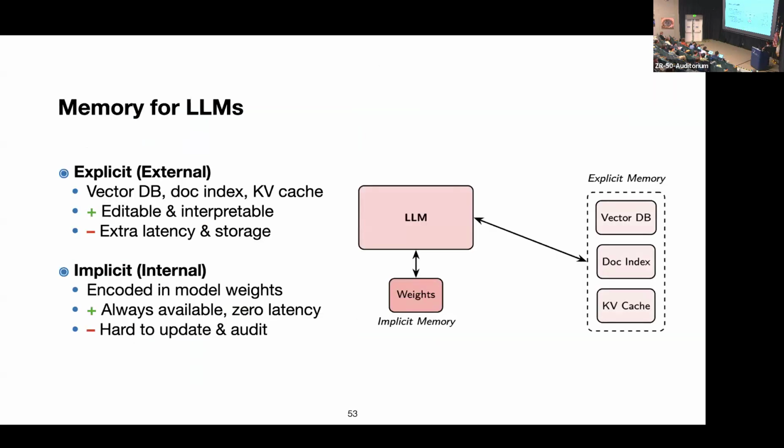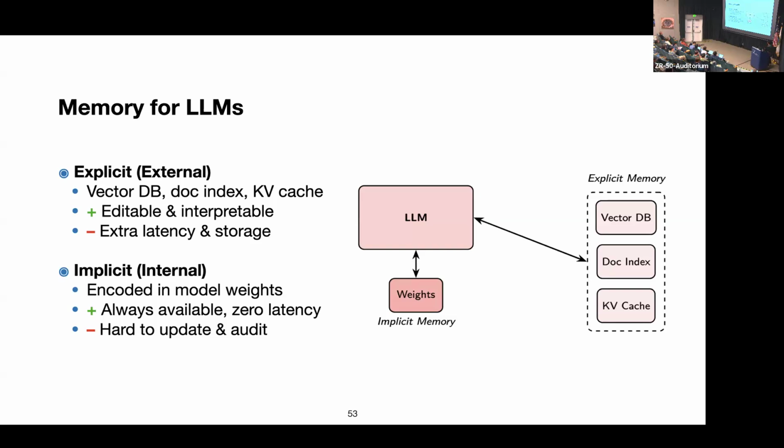And there are two different types. It can be some explicitly encoded data in the storage, for example, a vector database, right? Or a relational database or graph structures. It can also be some implicit way. Basically, we are talking about the neural network ways. So they have their own pros and cons.